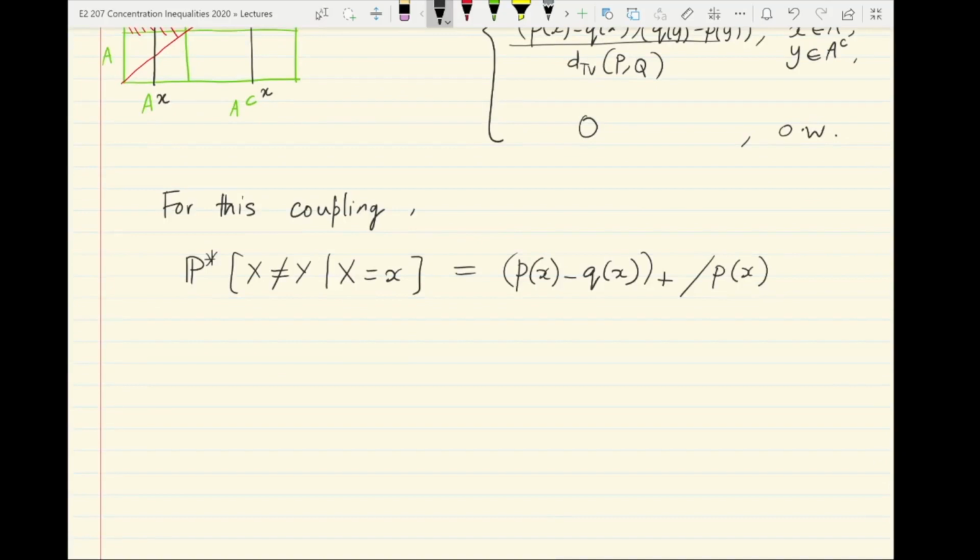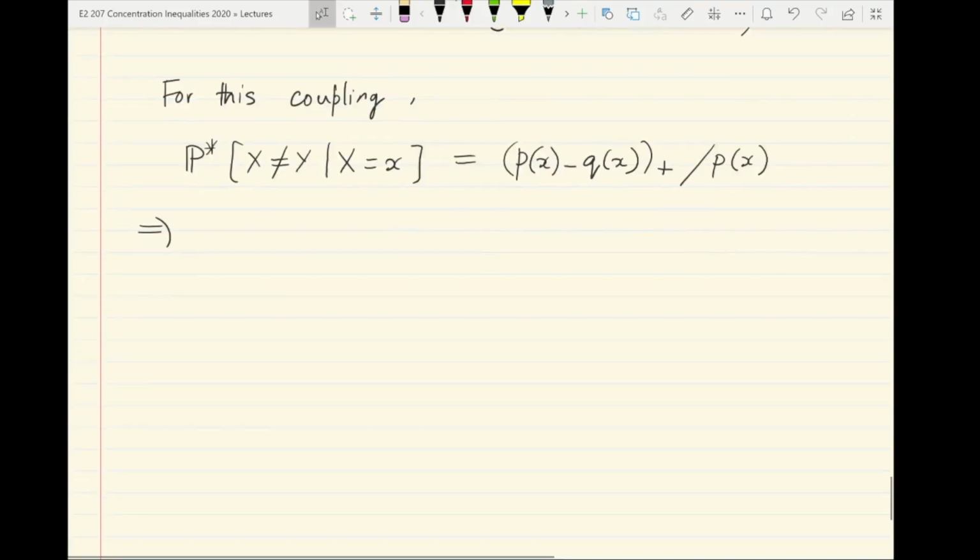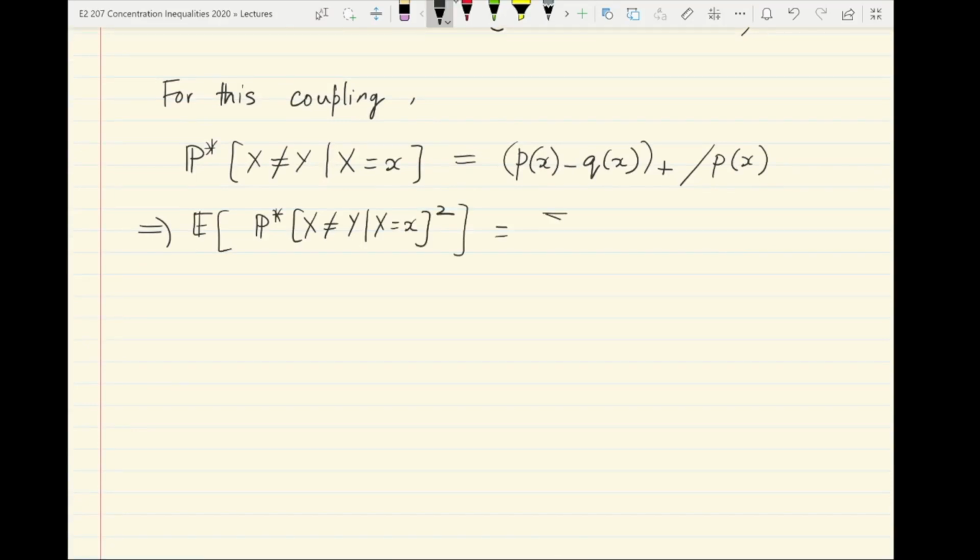And this implies that the expected value of this conditional probability squared is just the sum over all x of the square of the right hand side expression, divided by p(x) square, but you also multiply by p(x) because you're taking expectation with respect to small x. We just get p(x) in the denominator, as opposed to p(x) square. This is exactly d2 square(Q||P).